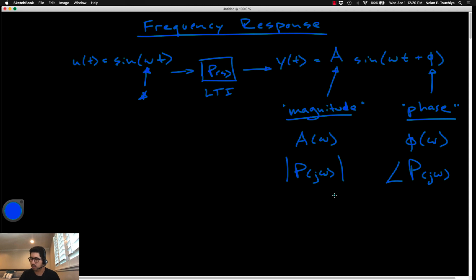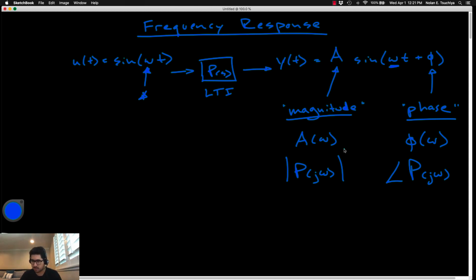Okay, P of j omega, that's a frequency response function, which we'll talk about a little bit later, but the main idea again is for any LTI system, okay, you hit it with the sine wave, you are guaranteed to have a sine wave of the same frequency in the output. It's just that the output may be scaled vertically and it may be phase shifted horizontally. Okay, that's the primary idea behind the frequency response.